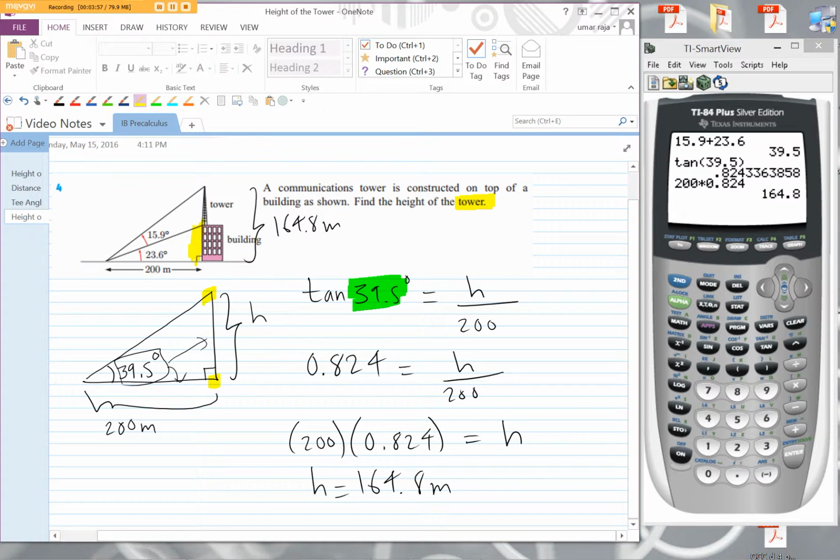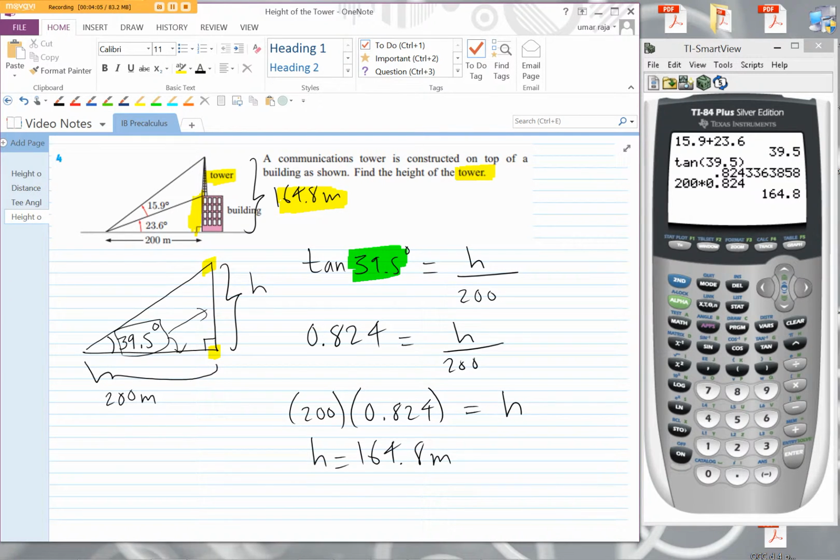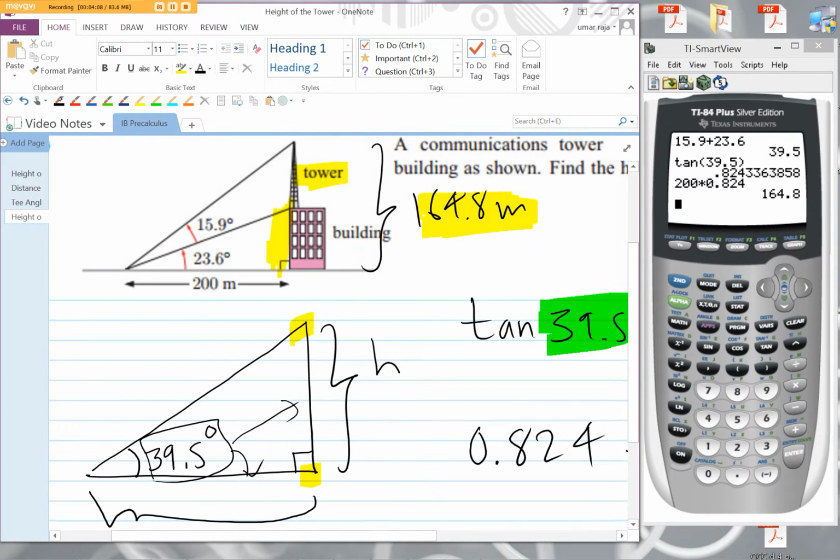Okay, once you subtract this from the total, which is 164.8, you can get the remaining height of the tower. So how do you actually do that? Well, let's zoom in a little bit on this, and I'm going to zoom out in a second. You can see that this is also a right triangle. So that's a right triangle as well.